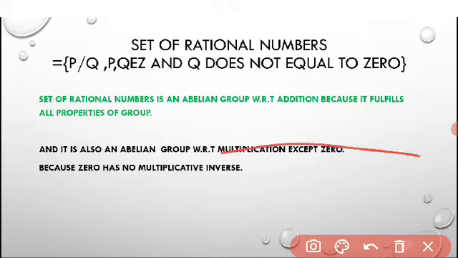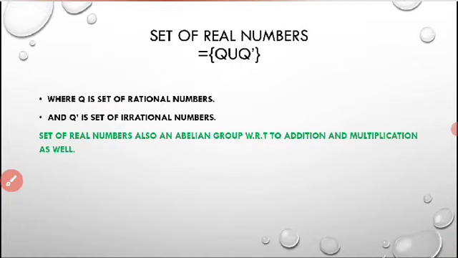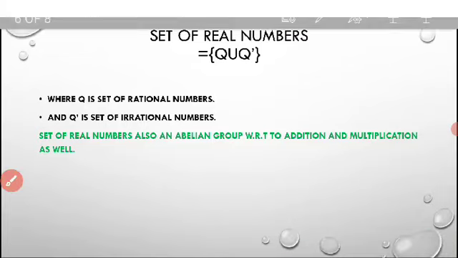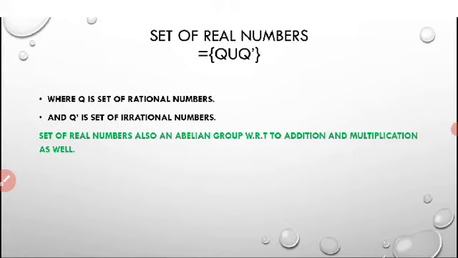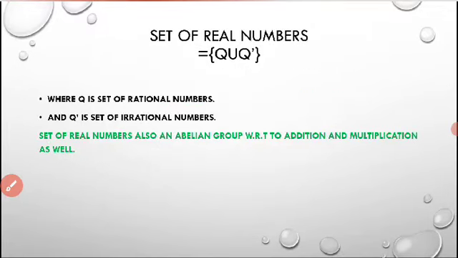Let's check another set, the set of real numbers. The set of real numbers is equal to the union of rational numbers and irrational numbers, where q is a rational number and q prime is an irrational number.